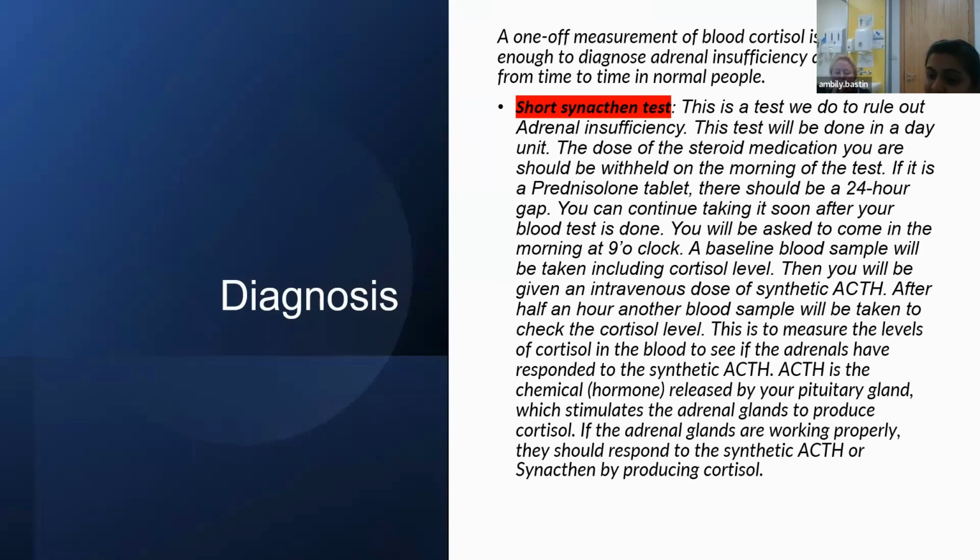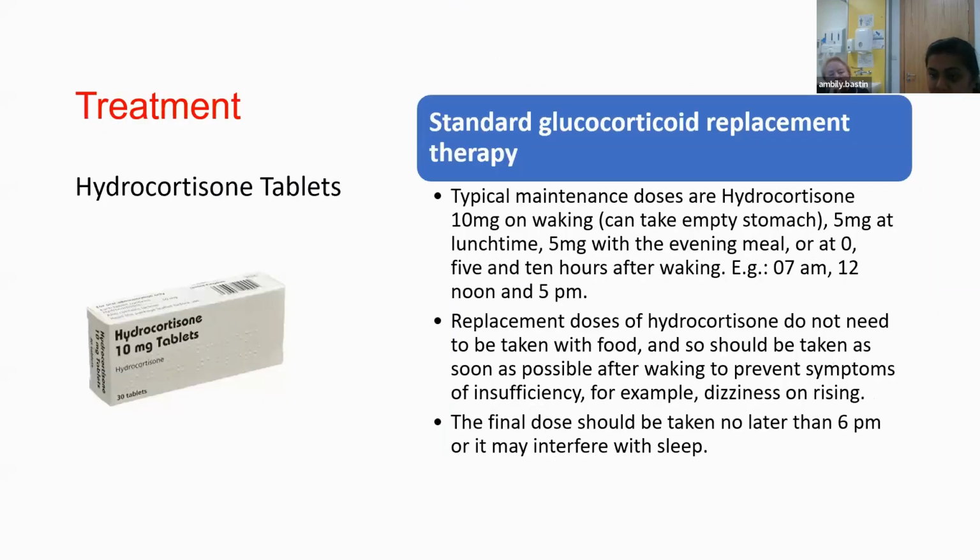So if the adrenal glands are working properly, they should respond to this synthetic ACTH. If they are not doing that, then we will have the diagnosis of adrenal insufficiency. So as we saw in the video, when you have a lot of cortisol in your body, the body detects that and kind of switches off the adrenal glands from producing cortisol. That's why we have low cortisol in the blood.